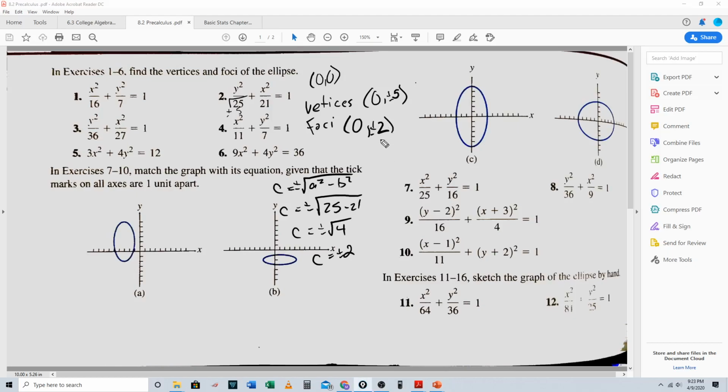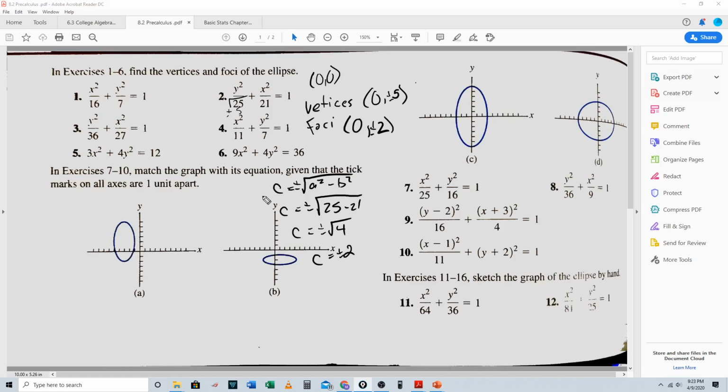There's how you find your vertices and your foci. Again, it's okay to have radicals. It's okay to have square roots. You can do plus or minus square roots. You don't have to simplify them or find the decimal value. Just leave it as a square root. You'll be fine.